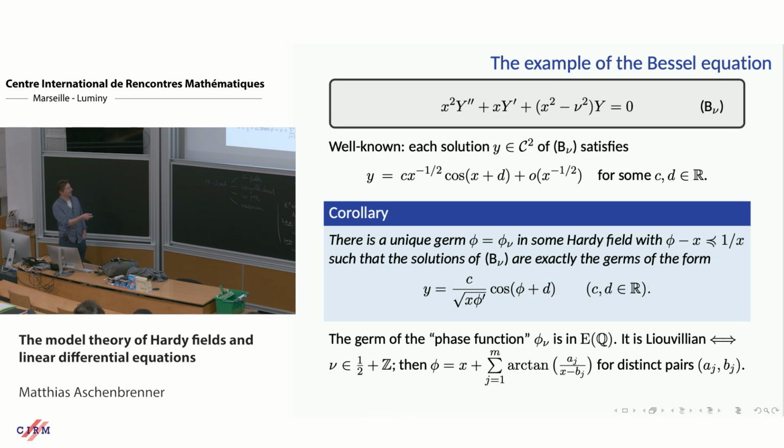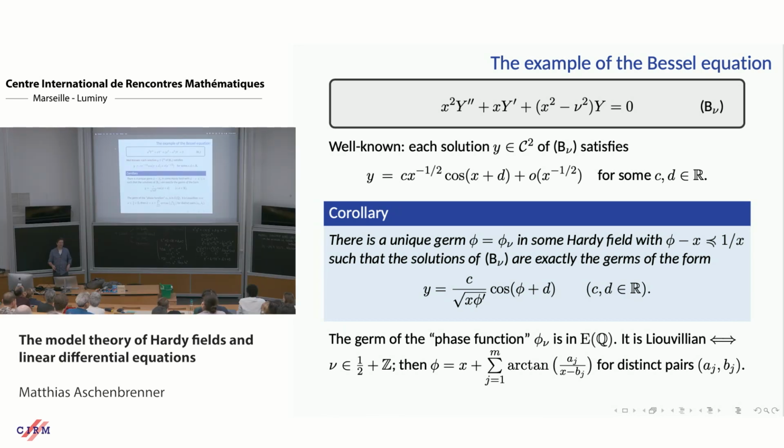Right, so this equivalence here is essentially a theorem that was already shown by Liouville. Liouville in here means that it's contained in the Liouville closure. So you can close off under exponentiation, integration, logarithm, real closure, to obtain this phi.